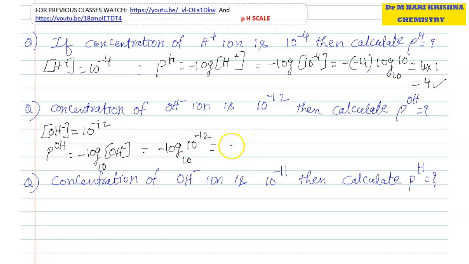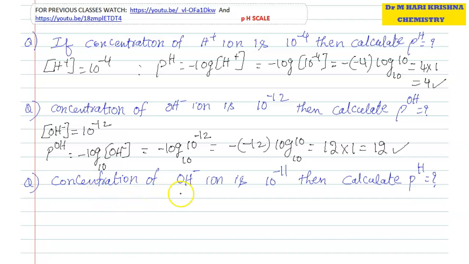So minus 12 is in a power. So we can write it in front of log. So log base 10, 10. So minus into minus plus into 12. Log 10 base 10 is 1. So 12. 12 is the pOH.